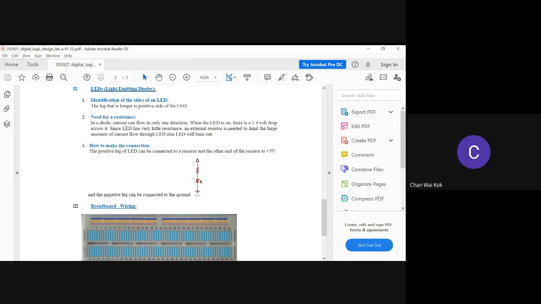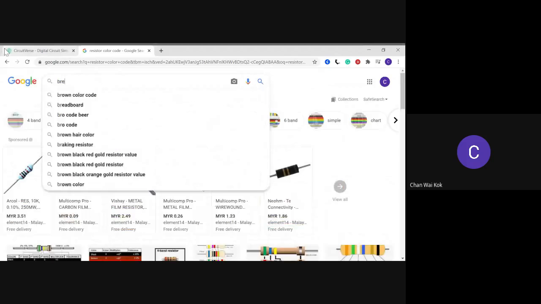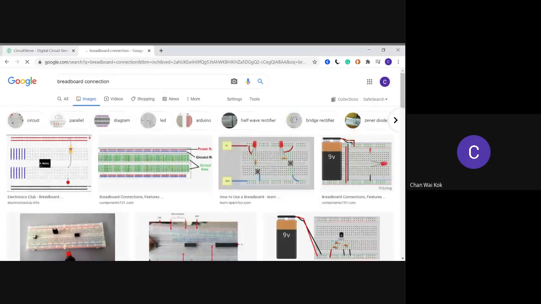Okay, so now I stop the sharing and we go to the website. Okay, can you see the screen? Can you see the resistor screen? So we took a breadboard. This is how it looks.